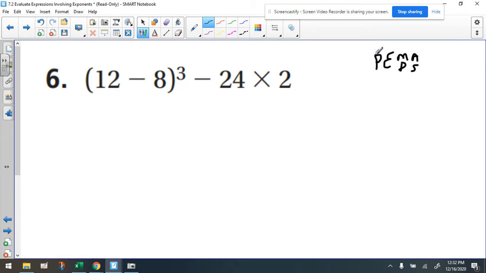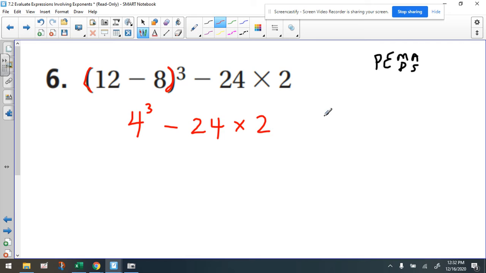All right, so remember the P stands for parentheses. So we have a set of parentheses right here. I'm going to highlight them in red, which means we have to do the stuff in the parentheses first. So we have to ask ourselves, what's 12 minus 8? And hopefully we would get 4. And we have to write everything that's left. So what's left? We're going to be cubing that. We have a subtract. We have 24. And then we have the times 2.